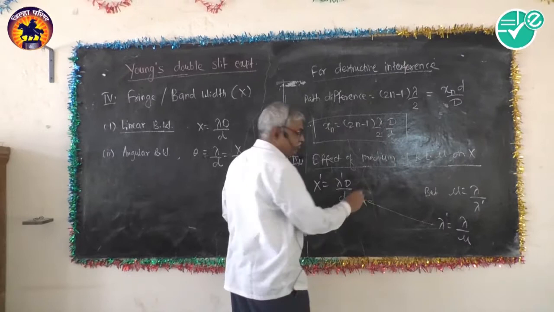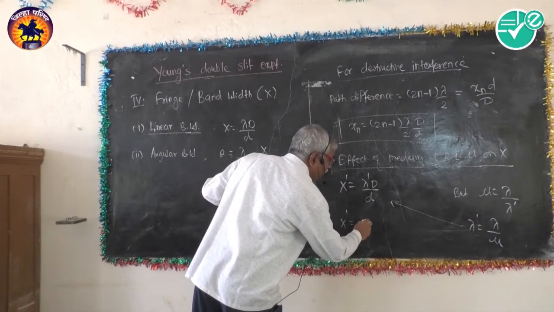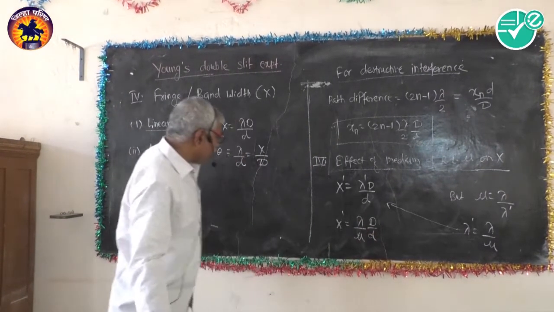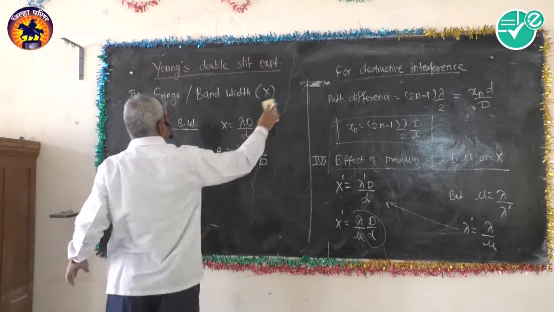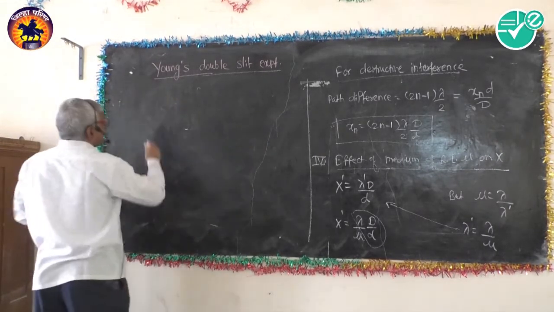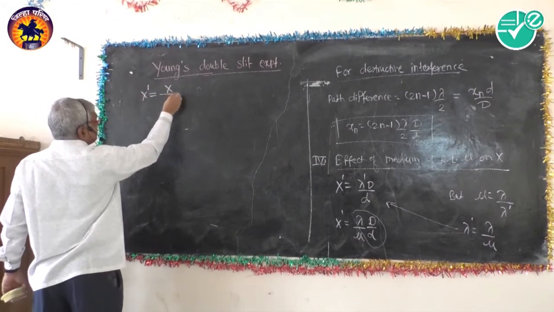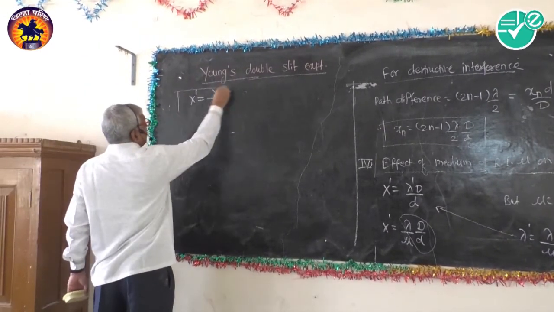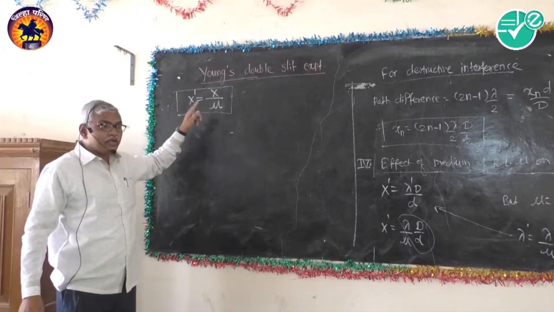Put this in the formula for X', that is X' = (λ/μ) D/d. But by definition of X, we know that λD/d is equal to X. Therefore, the formula becomes X' = X/μ. That is, for any medium other than air, fringe width decreases.